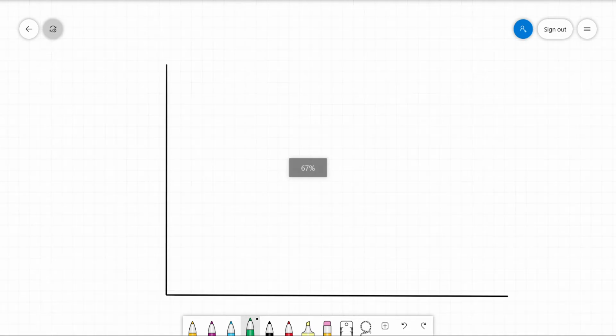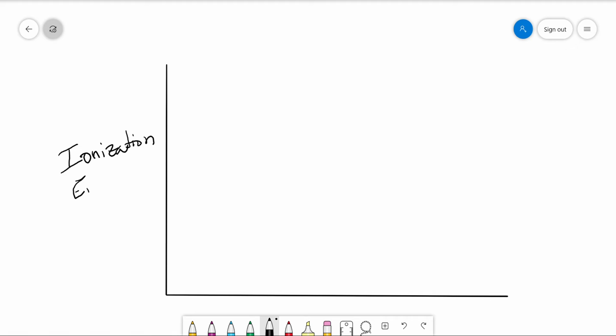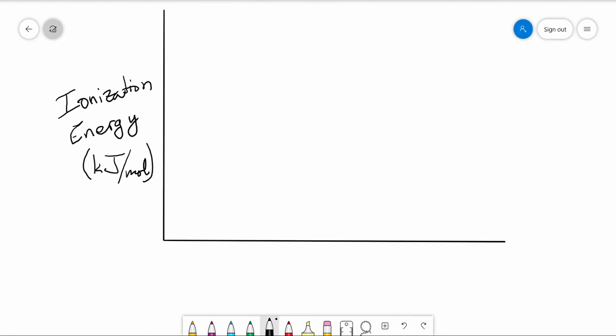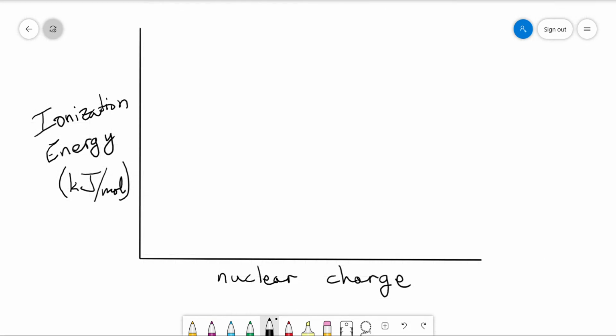So I have a little XY axis here, and on the Y, we're going to plot ionization energy. We could give it units, it's just kilojoules per mole, but we're not going to deal with numbers. Just going to look at the general trend. Now on the x-axis, we could plot nuclear charge. And again, this is just general, we're not plotting any numbers.